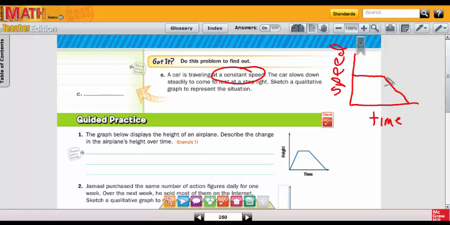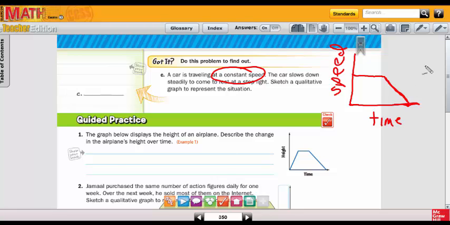I meant to do that straight. A straight line until it comes to a stop. When it comes to a stop, that would represent 0 speed or no speed. So your line needs to come down to the x-axis here. And that's all we need.